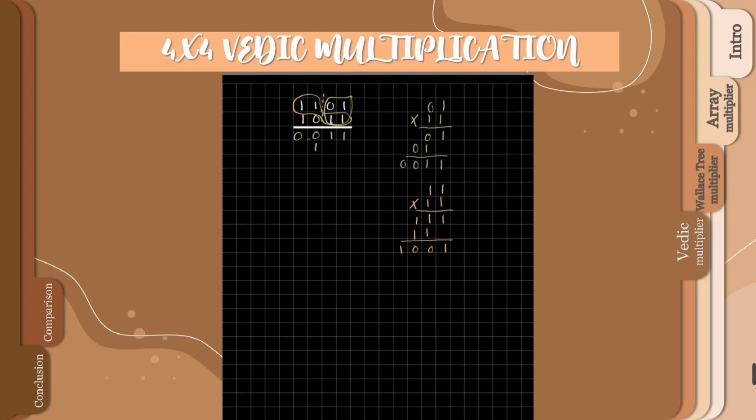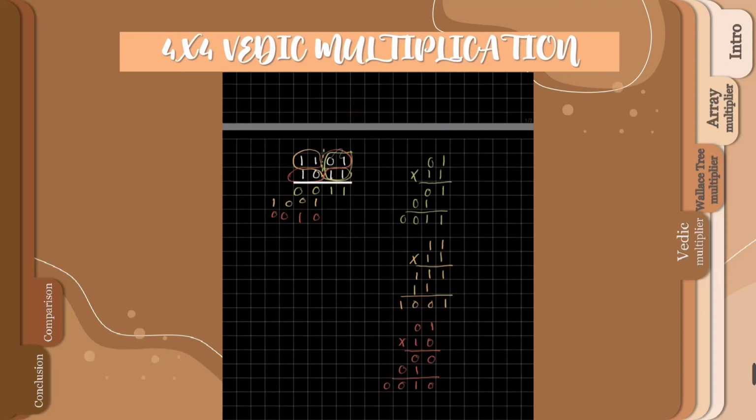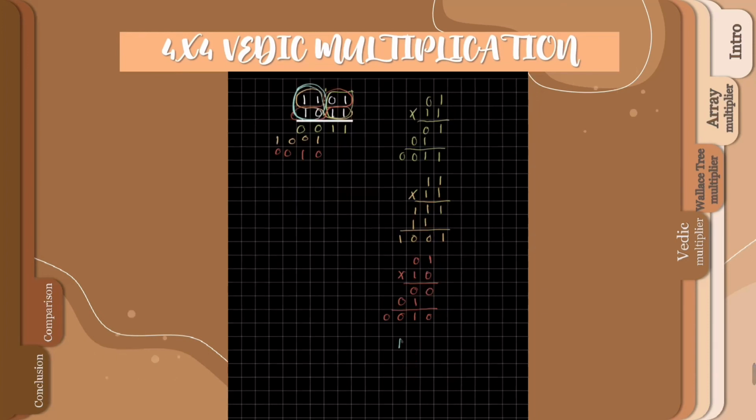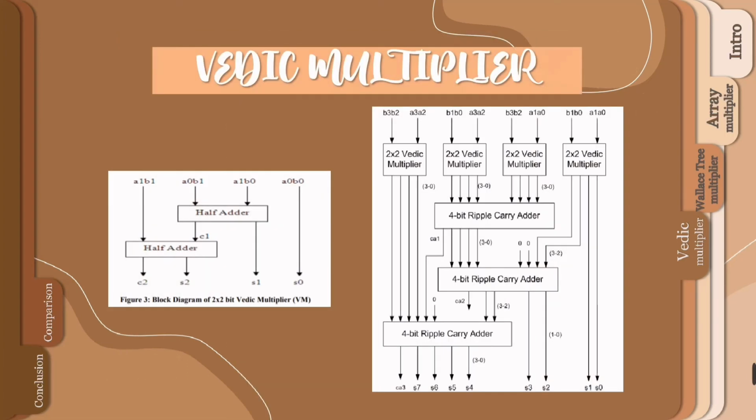Next, using 1, 0 as multiplier, multiply it with 0, 1 of the other group. And lastly, multiply 1, 1 from the same group with 1, 0. To get the final addition, add all the 4 partial products together. In order to get the final product, 4 2 times 2 bit Vedic multipliers, as shown in figure 3, and 3 4-bit ripple carry adders are used.